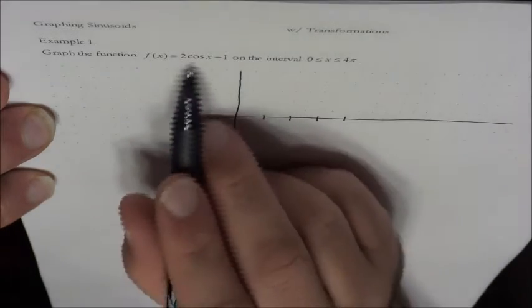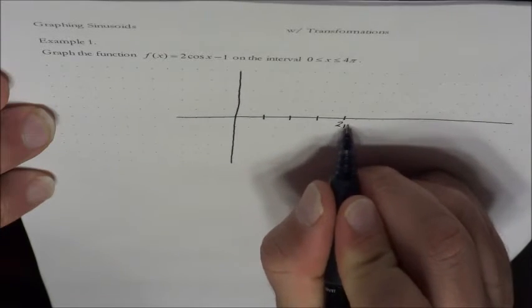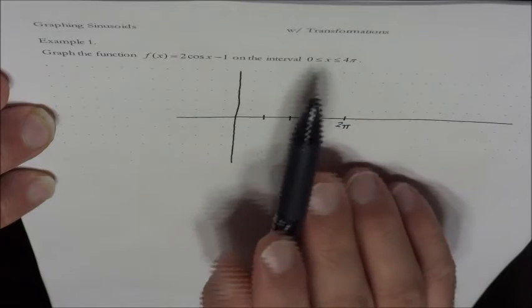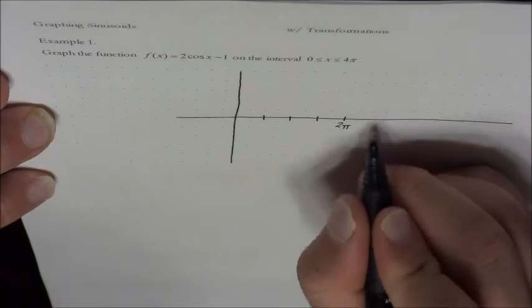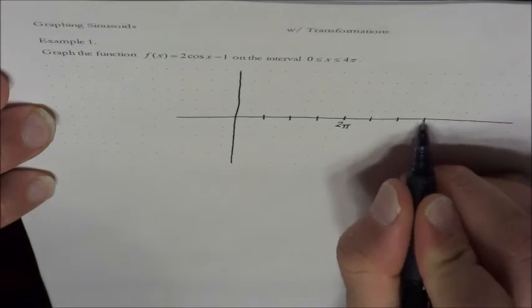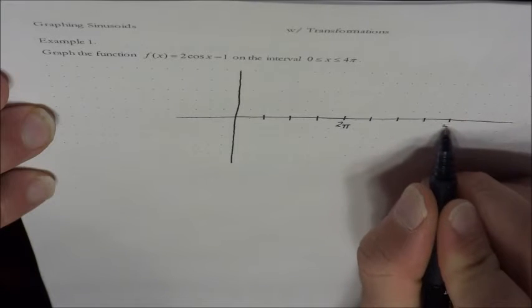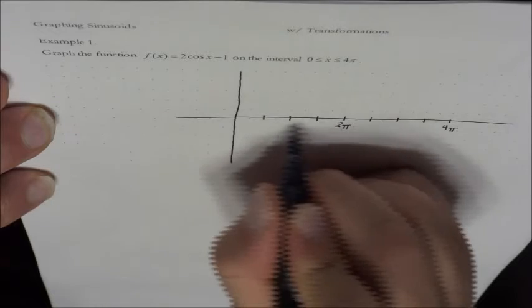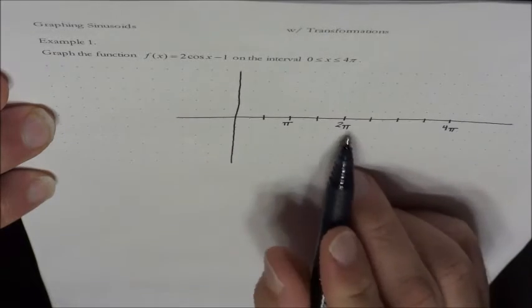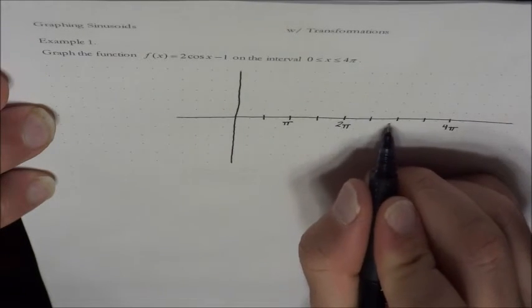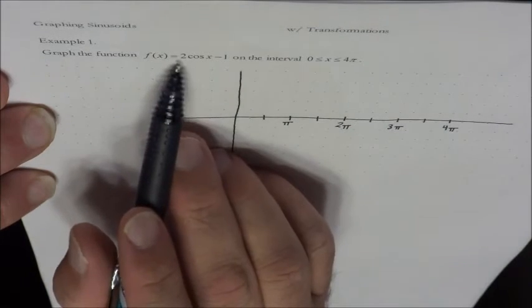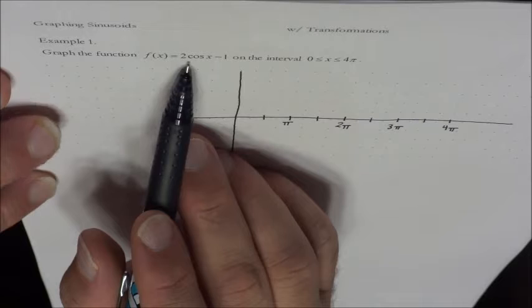And for our cosine function, we know that our traditional period is 2 pi, so it takes us from 0 to 2 pi. If we want to go from 0 to 4 pi, we can set up 4 additional tick marks. That'll take us to 4 pi. Of course, half of the period would be pi, and halfway between 2 pi and 4 pi would be 3 pi. Now, our amplitude is 2.